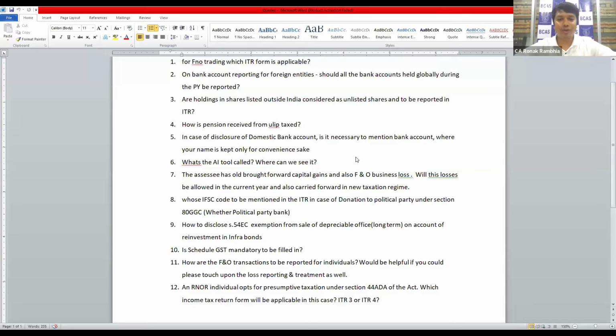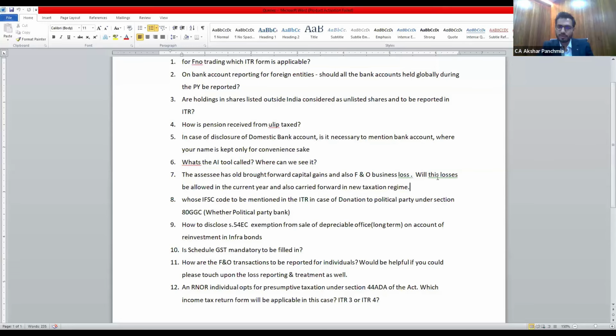What's the AI tool called? So what I mentioned was that the Institute has released it. You can look into the Institute website where it says the CA ChatGPT, and you can use our SSP login and accordingly use the AI also, as in the ChatGPT one. Right. Akshar, next one.